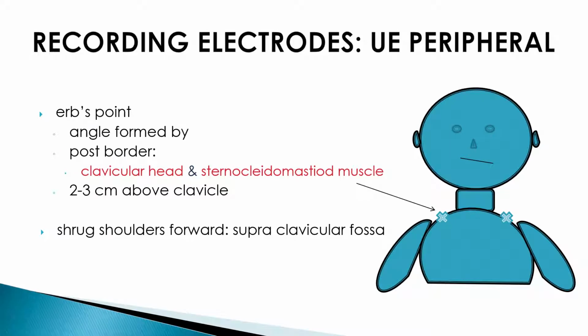So we have the head electrodes on and we have the neck electrodes on, so let's do the shoulder. We're going to place an electrode on each brachial plexus, left and right. We call this Erb's point. This is the angle formed by the posterior border of the clavicular head and the sternocleidomastoid muscle. It's placed 2 to 3 centimeters above the clavicle or the collarbone. Now again, if the patient's awake, you have them shrug their shoulders forward, like you want one shoulder to touch the other shoulder. A triangular area kind of sucks in, and that's where you're going to be placing that electrode.